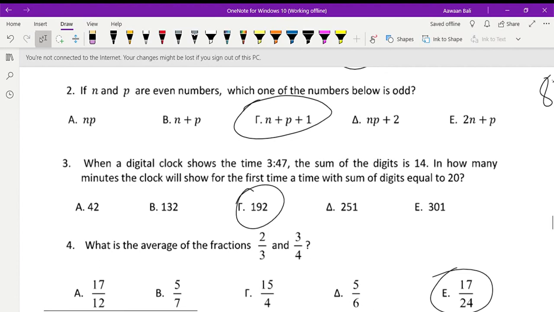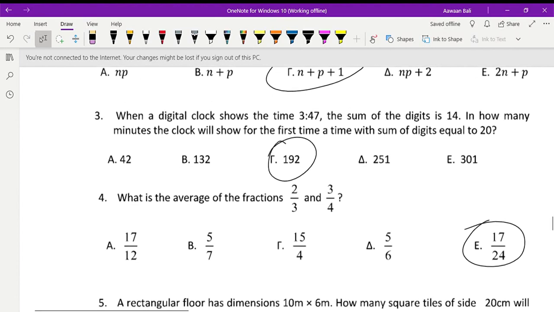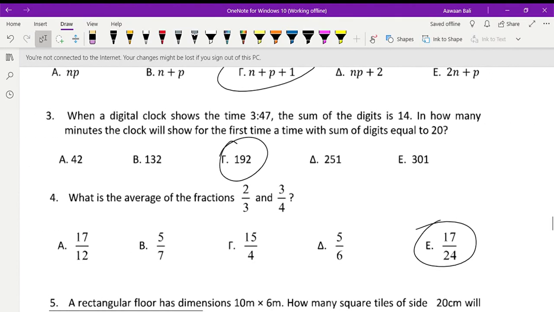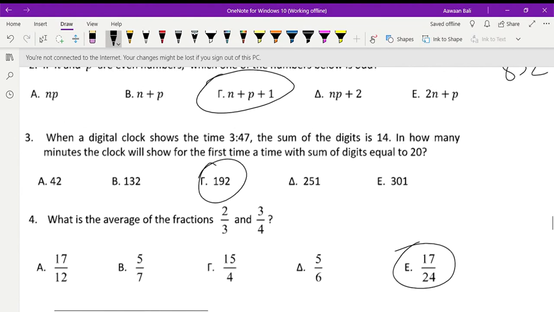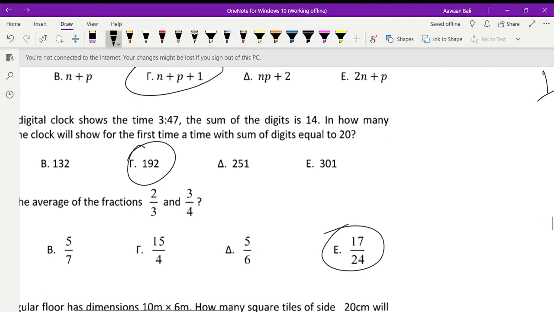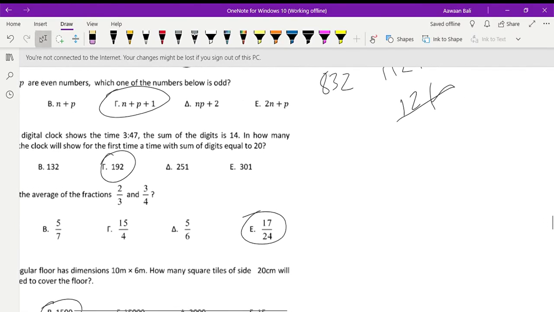Now, when a digital clock shows the time 3:47, the sum of the digits is 14. How many minutes will the clock show for the first time a sum of digits equal to 20? 192 minutes, because basically, if we look at 3:47, it's equal to 14. Now the biggest possible time you can get if the hour is still 3 is 3:59, and that makes 17.